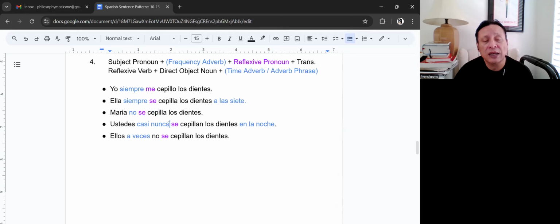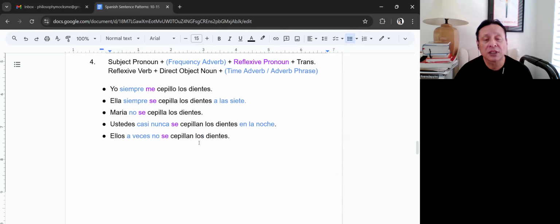Ustedes casi nunca, almost never, se cepillan los dientes en la noche. This is at night. You guys almost never brush your teeth at night. Another group of yuck mouths. Okay, and then ellos a veces, sometimes, no, I'll put the no again in blue because it is an adverb. A veces no se cepillan los dientes. Ellos a veces, they, not you guys, they sometimes don't brush their teeth, right?